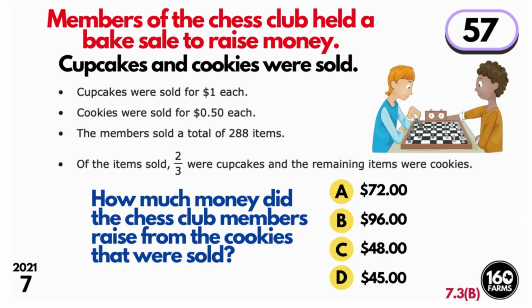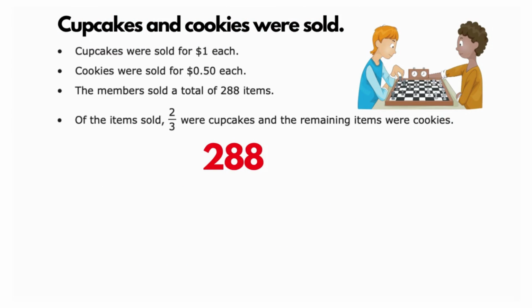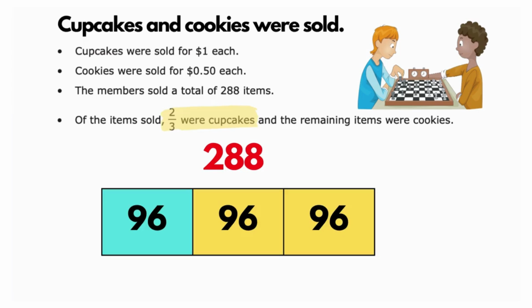were cookies. So let's look at the total, always starting with what we start with. So we have to know, what is our piece of data that we begin our problem with? And it looks like the total is 288 items were sold, and we're going to take that item and break it apart. So let's talk a little about 2/3 of those were cupcakes. 2/3 of 288 were cupcakes.